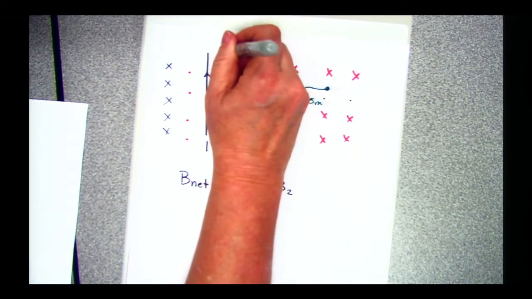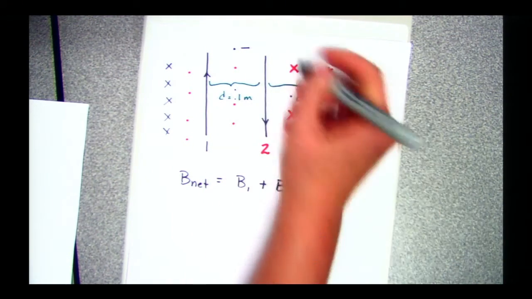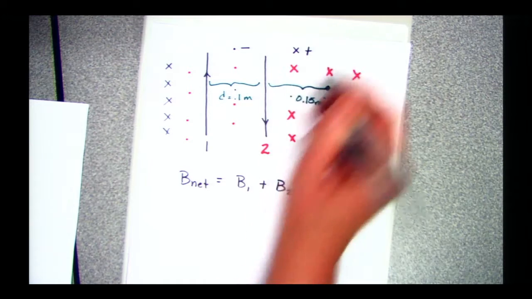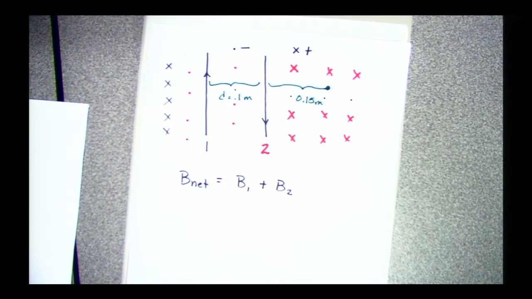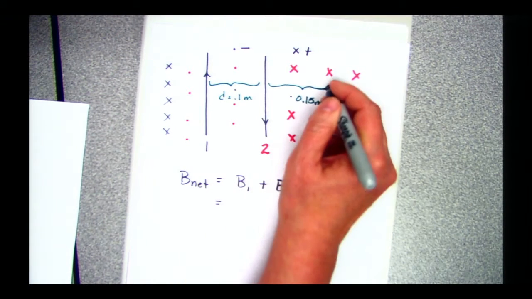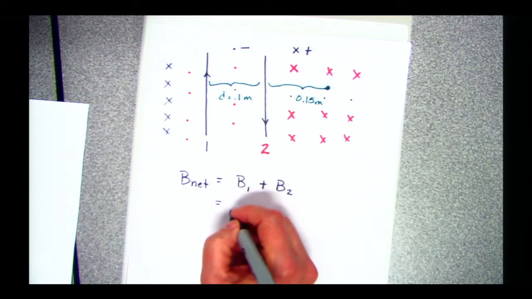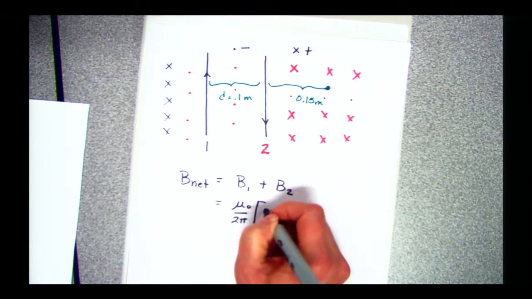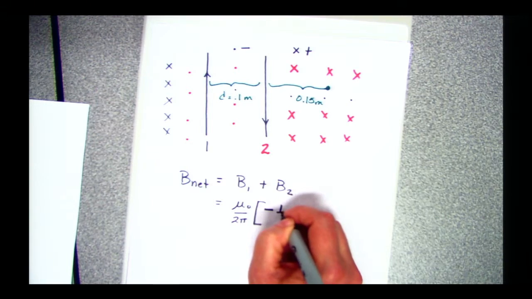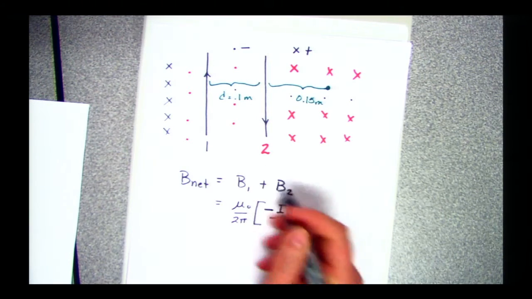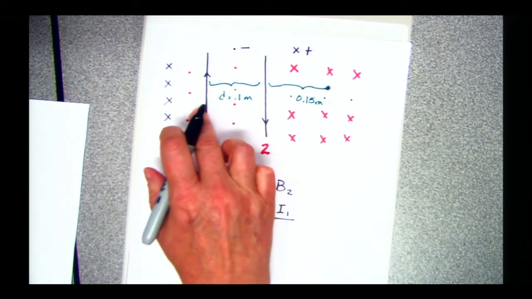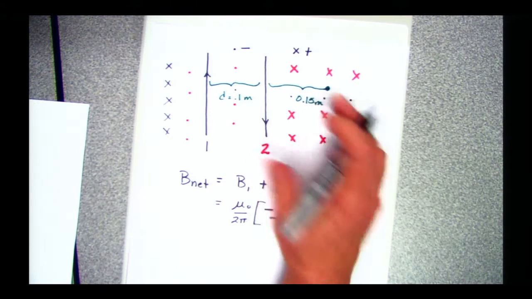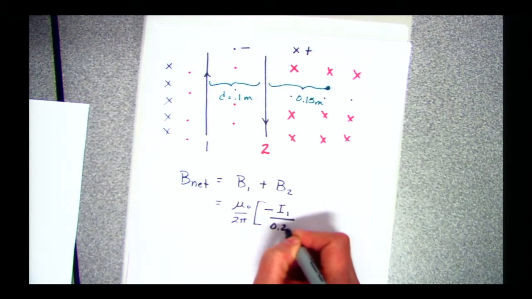And if I say into the page is negative, and I say out of the page is positive, okay? So into the page is negative, out of the page is positive. I'm going to do this one. I'm still going to have the mu divided by 2 pi, but this is going to be negative I1, and my distance now from this wire to this point is going to be 0.25 meters.